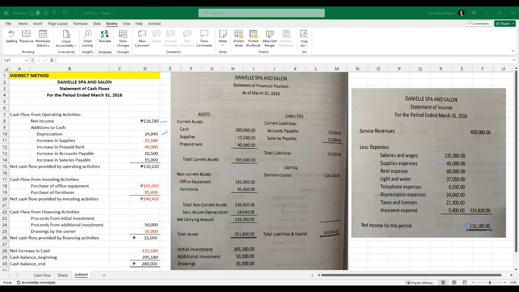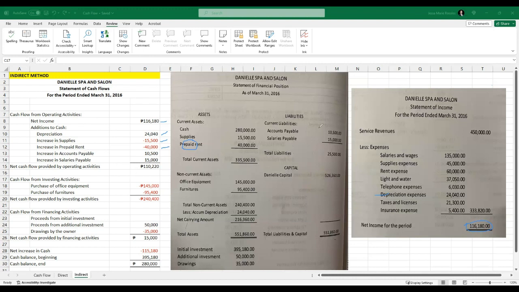Si supplies nag-increase og 15,500. Kaya again, nag-assume man ta nga zero ang balances in the beginning. So from 0 to 15,500, maong nag-increase siya by 15,500. So i-minus nato na balik because that is an outflow of cash. Nagbayad ta og cash to purchase supplies. Prepaid rent. Prepaid meaning bayad na ni siya. Okay? So i-minus nato kay cash outflow na siya. Next, ang tan-awon lang nato aniha kay current assets o current liabilities para sa operating activities.